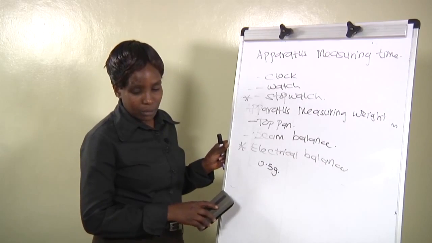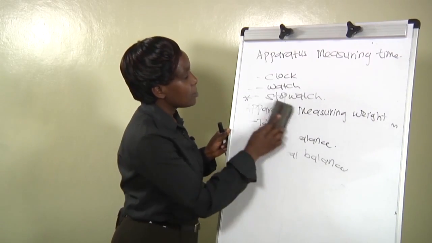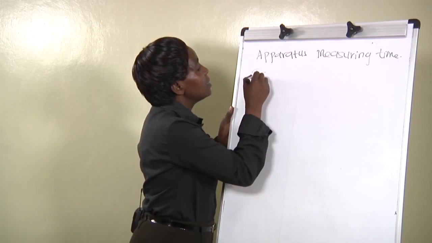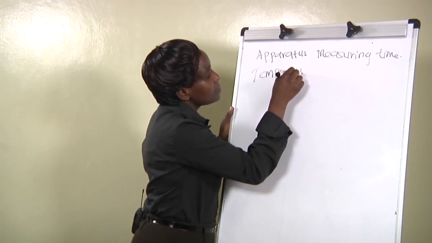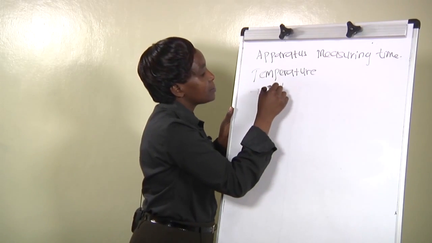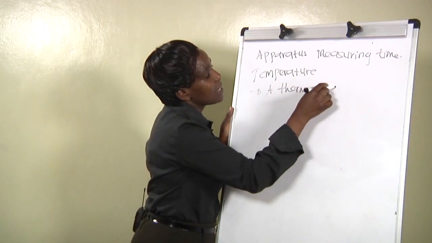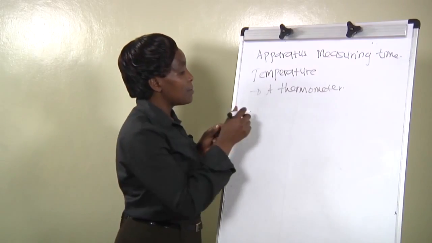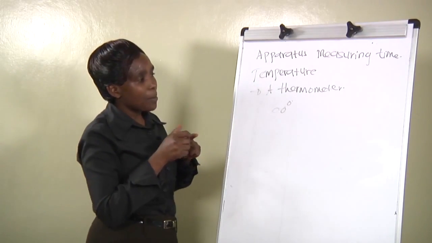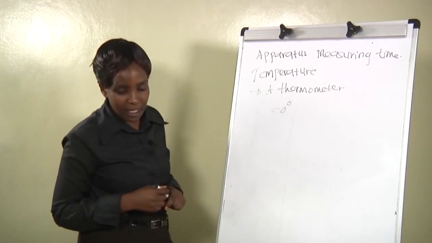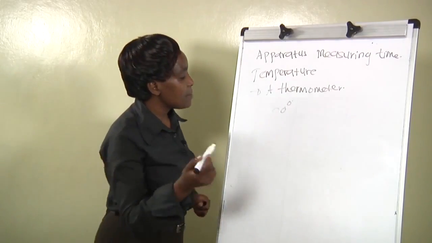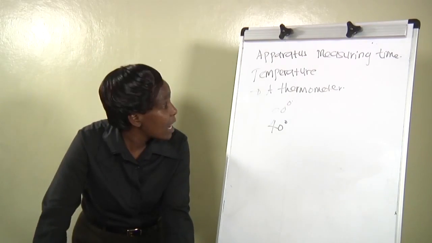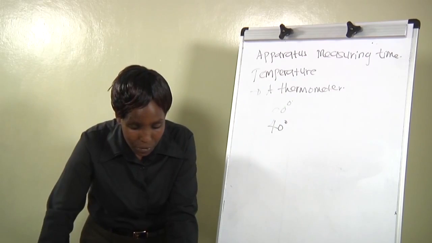Then, we have apparatus for measuring temperature. And for this one we normally use a thermometer. Because, for example, you can be told to heat your solution up to maybe 60 degrees. Therefore, you need a thermometer whereby you are able to see when you are getting to 60 degrees, and then maybe later you are told to heat up to 40 degrees. In that case, we have an apparatus for measuring that, and that is what we call a thermometer.